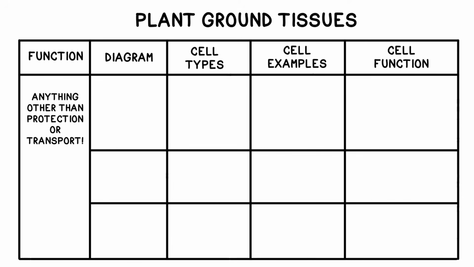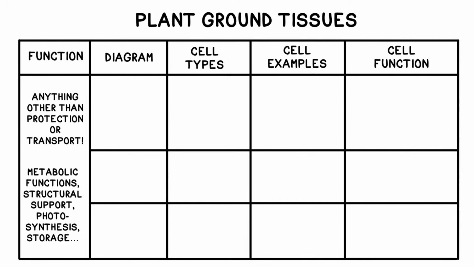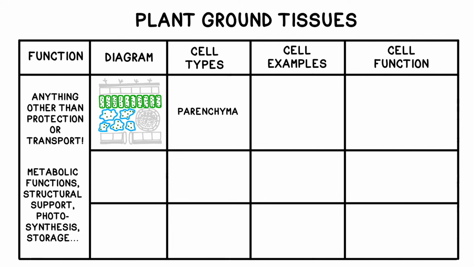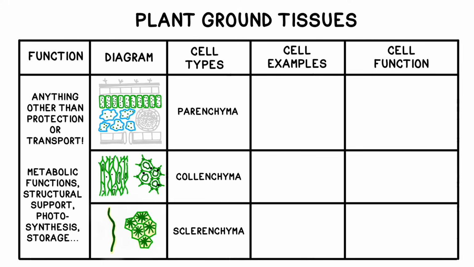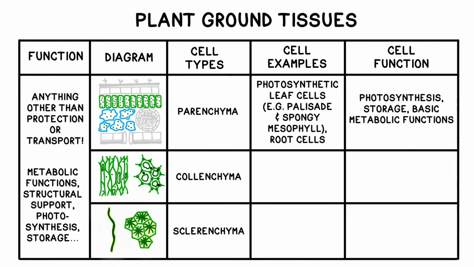The third and final tissue type is ground tissue, and essentially it includes anything that is not protection or transportation. These include metabolic functions, structural support, photosynthesis, and storage. Ground tissue has several different types, including parenchyma, collenchyma, and sclerenchyma. Parenchyma performs photosynthesis, storage, and basic metabolic functions, and you'll see these types of cells in leaves and roots.